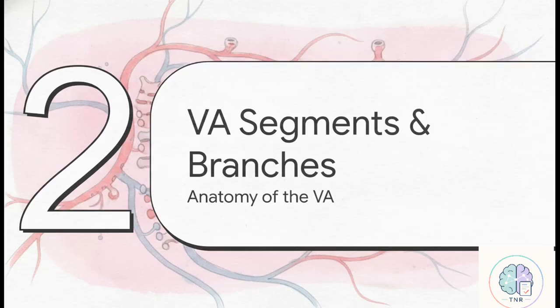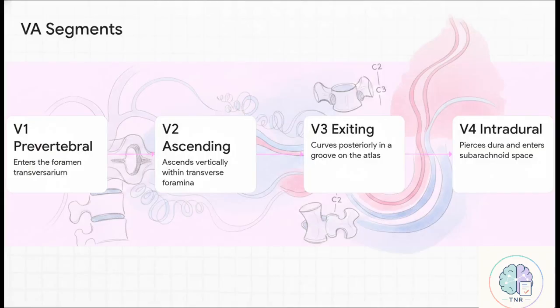Moving right along to Section 2, VA segments and branches. So, the VA travels up in 4 very distinct segments. V1 is the prevertebral segment, heading from the subclavian to enter the transverse foramen, usually at C6. Then V2 ascends vertically through the transverse foramen, and it's importantly surrounded by sympathetic fibers from the stellate ganglion plus a venous plexus. Next, V3 exits the axis, curving backward immediately in a groove on the atlas. And finally, V4 pierces the dura, enters the subarachnoid space, and joins its partner at the lower pontine border to form the basilar artery.